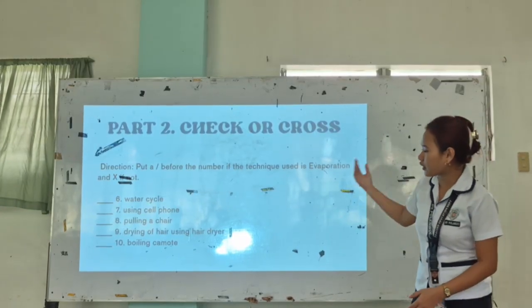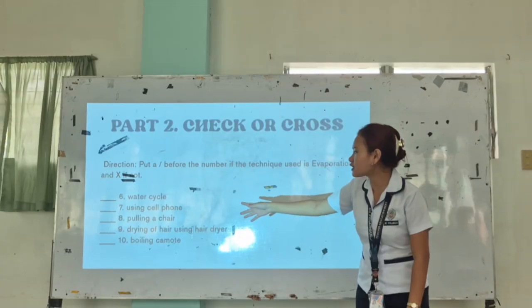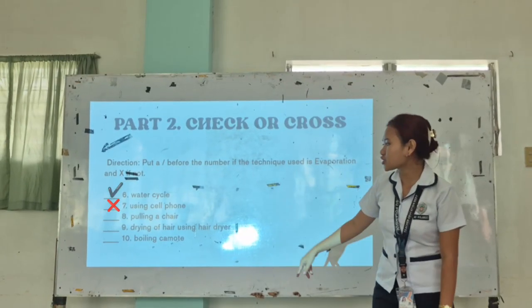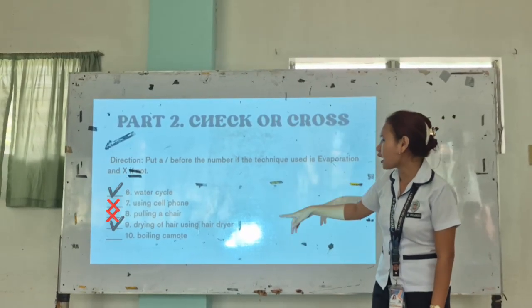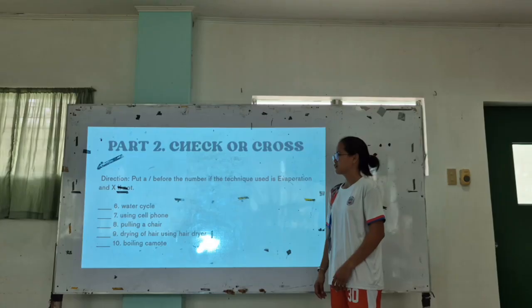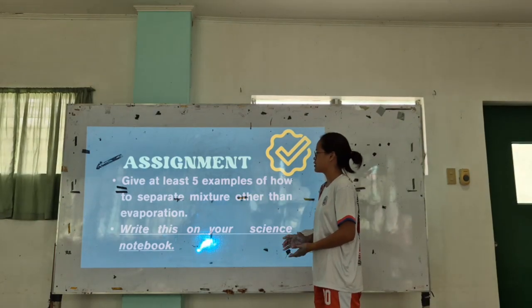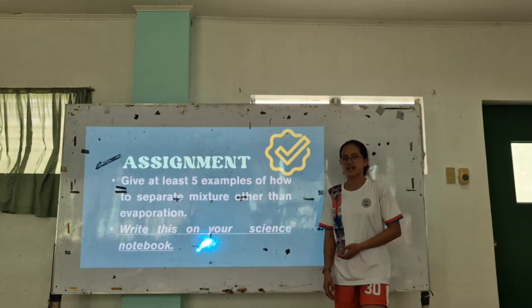Let's go on to part 2, check or cross. Water cycle, it is check. Using cell phone, X. Pulling a chair, X. Drying or using hair dryer, check. And boiling kamote, X. And for your assignment, give at least 5 examples of how to separate mixtures other than evaporation. Write this in your science notebook.